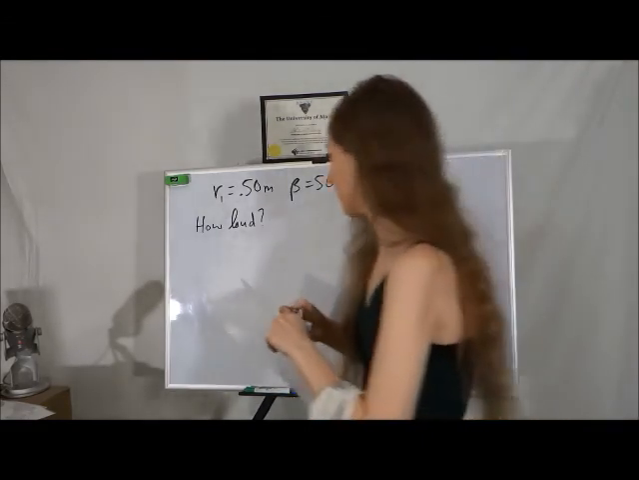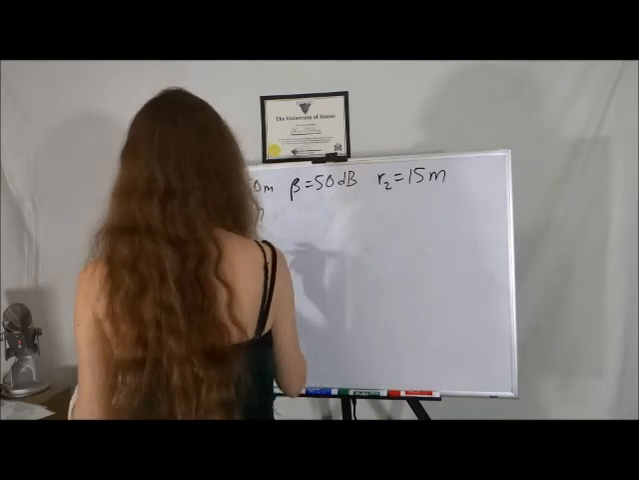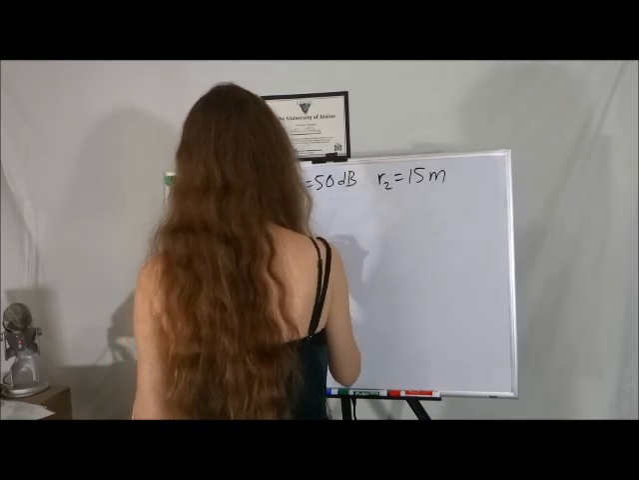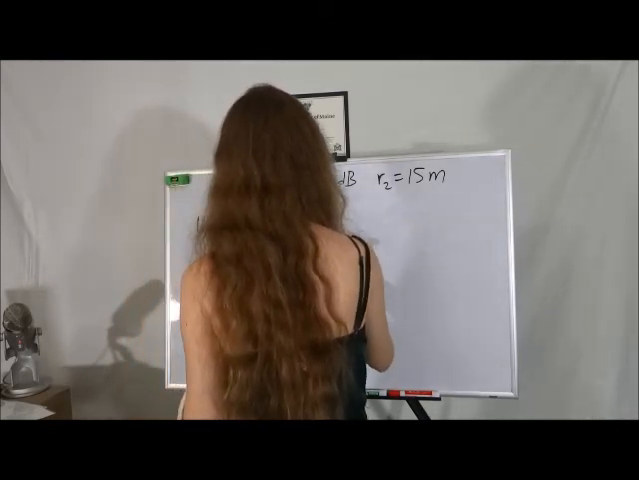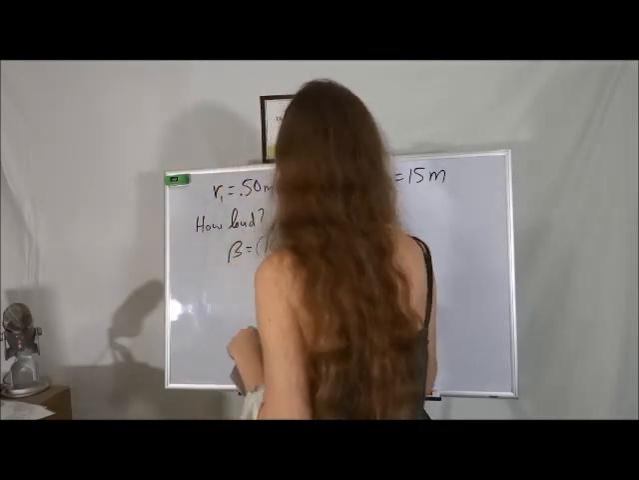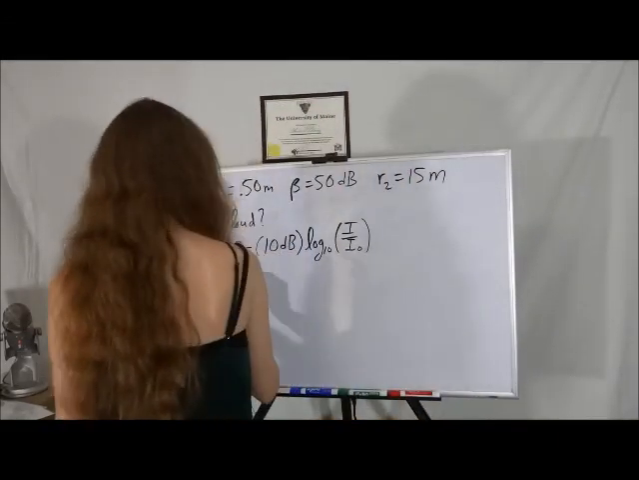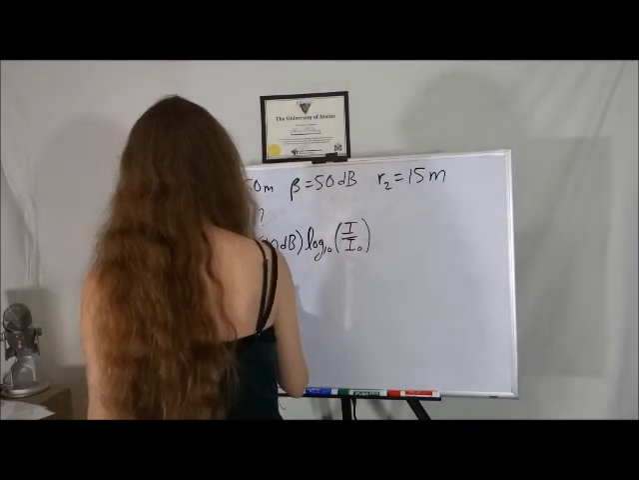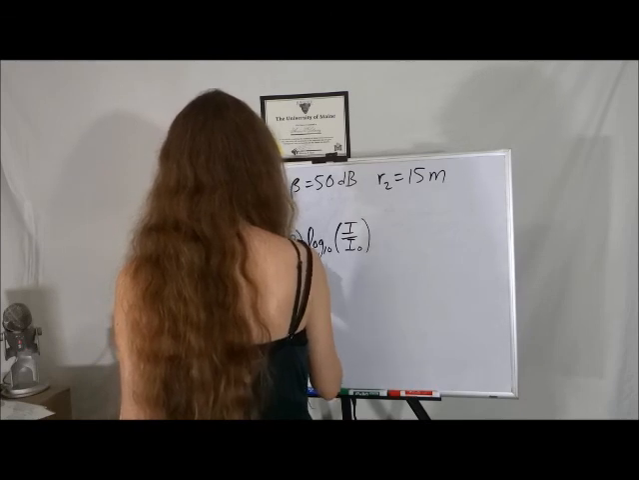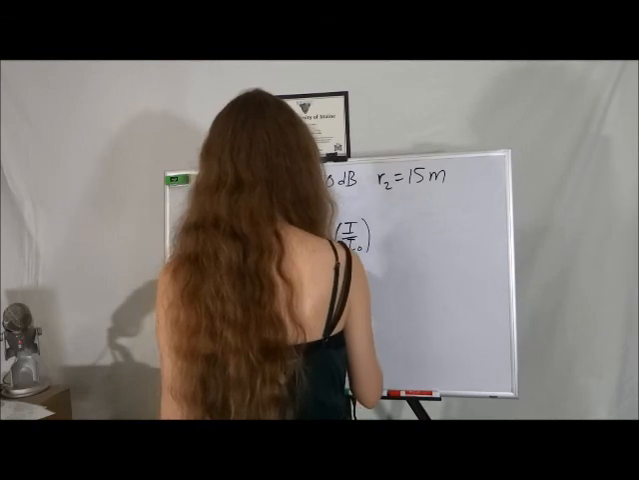So our loudness equation is beta is equal to 10 decibels times log base 10 of I over I naught. So the first thing we're going to do is divide both sides by 10. And so we're going to get log base 10 of I over I naught is equal to beta over 10 decibels.